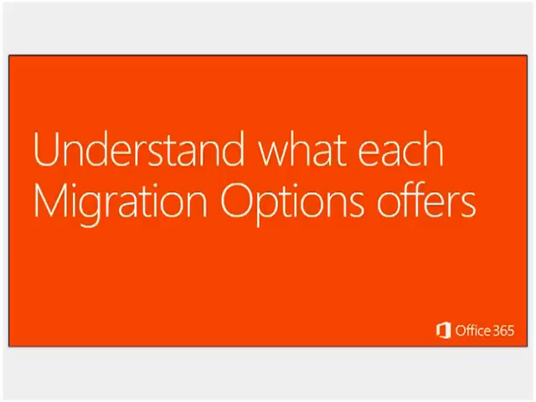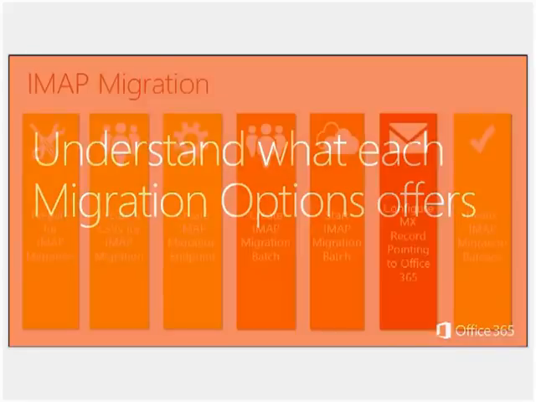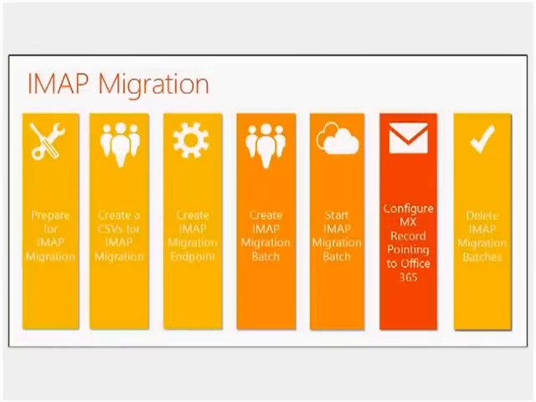So I'm going to go a little bit deeper into a couple. From an IMAP migration: prepare for IMAP, create the CSV, create the endpoint, create the migration batch, start the migration batch.